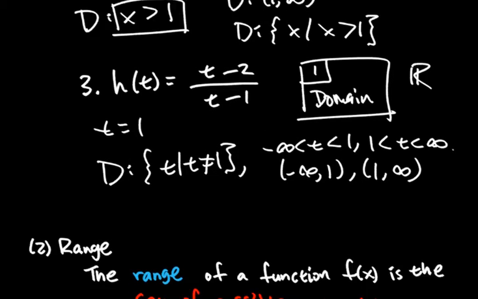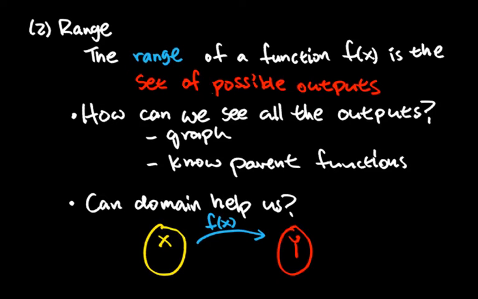All right. Now let's look at the range. So the range is all possible outputs, and it is, again, a set. We can see the outputs pretty easily through a graph. If we know the parent functions, that also helps if we have transformations. However, what if we don't know the graph? Well, we can always use the domain, because as we just saw above, domain is not too difficult to find. With some functions, what you can do is actually find the domain of the inverse.